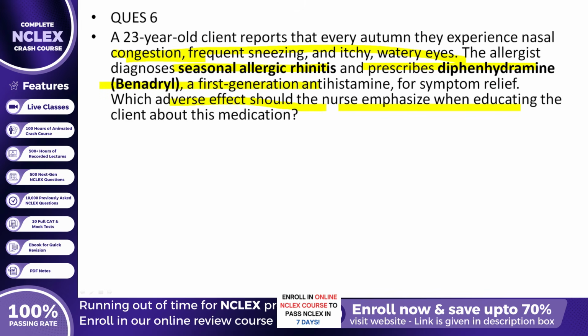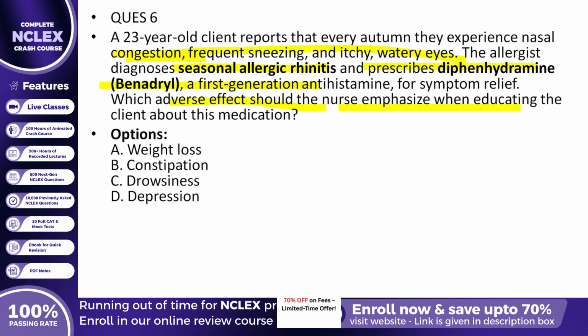Here are the options to consider. Option A, weight loss. Option B, constipation. Option C, drowsiness. And Option D, depression. The correct answer is Option C, drowsiness. To understand why, let us explore the expanded advanced rationale.